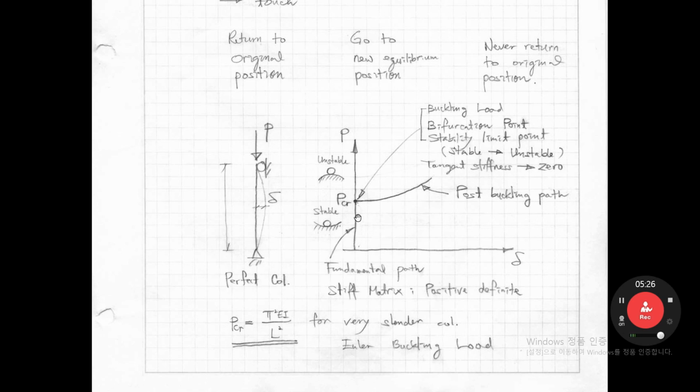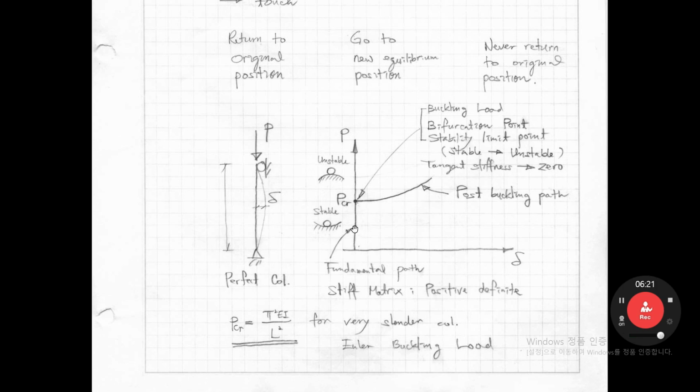If this member is on the fundamental path somewhere here, then in our FEM analysis, the stiffness matrix is positive definite. At this bifurcation point, the tangent stiffness equals 0. So the lateral displacement suddenly occurs like this. This path is called the post-buckling path, the path after buckling. Fundamental path, post-buckling path.